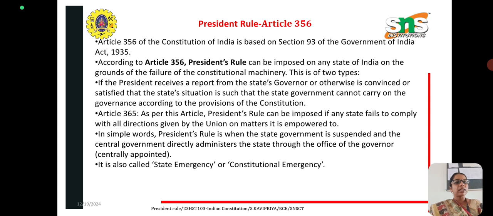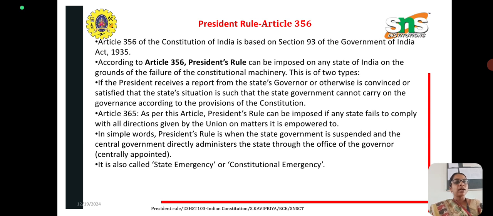If the president receives a report from the state governor, or otherwise is convinced or satisfied that the state situation is such that the government cannot carry on according to the provisions of the constitution. Second one is Article 365. As per Article 365, president rule can be imposed in any state if the state fails to comply with all the directions given by the union on matters it is empowered to.